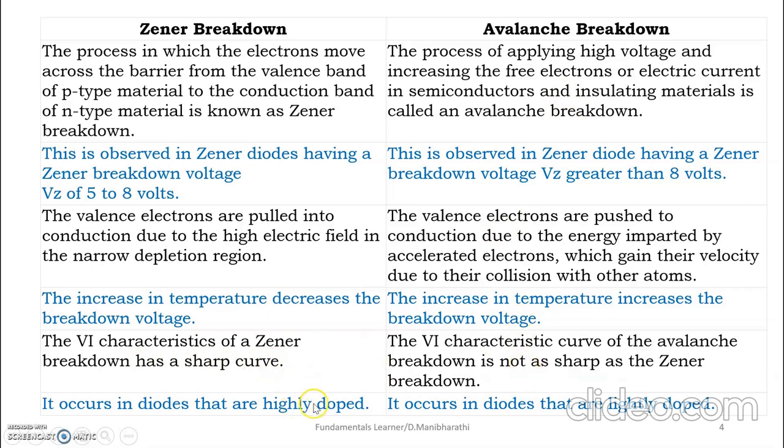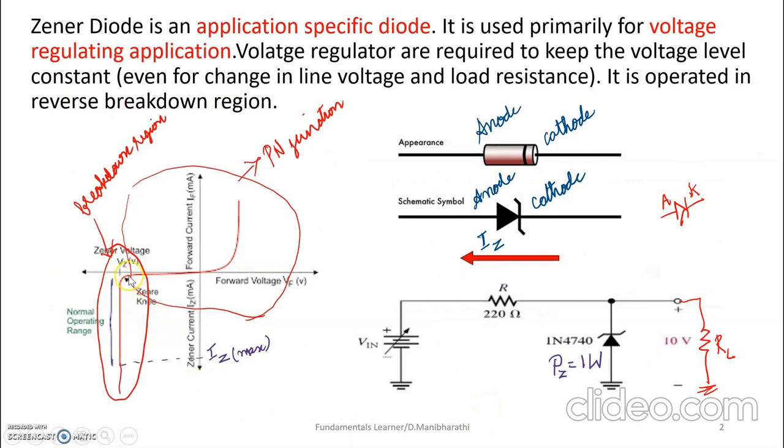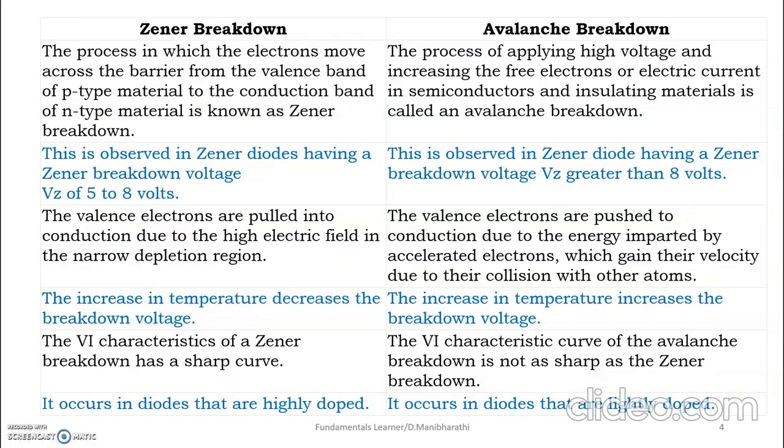And this happens in highly doped, this occurs during lightly doped. This is the meaning of the curve. This curve is sharp means I can say that is due to Zener breakdown. The curve is not sharp, it is somewhat slow, it is having some slope means I can attribute the reason to avalanche breakdown.